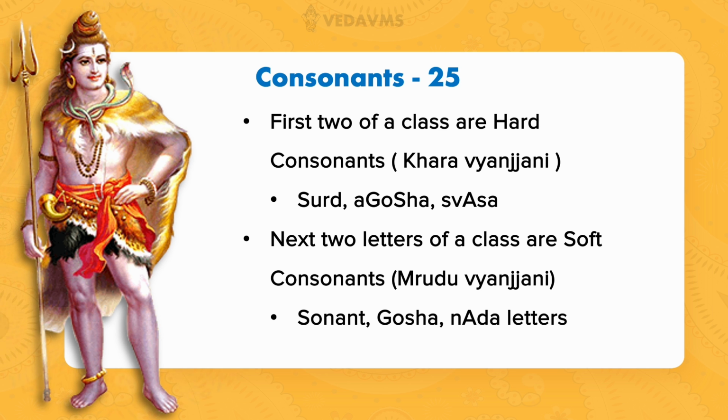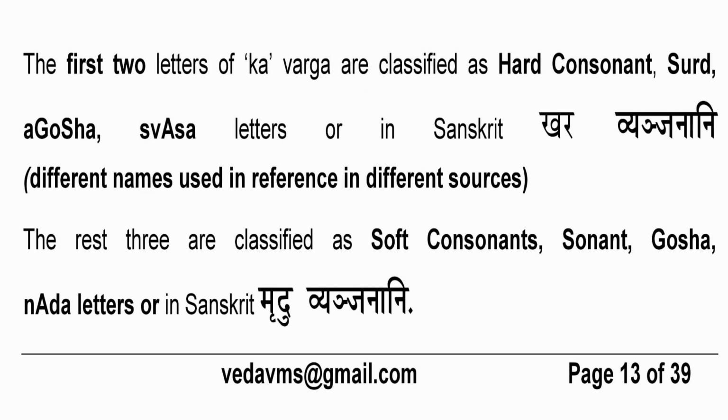You now go to the third and fourth letter. You say gha. The reverberation of these is from the back of the throat and it is not as hard. It is softer. They are called soft consonants or mridu vyanjani. The hard consonants are also referred to as surd in English texts. It is also referred to as aghosha, shvasa in Sanskrit texts. That you must remember. The soft consonants are referred to in English texts as sonant, or it is called ghosha or nada letters. Nada. So you should remember.